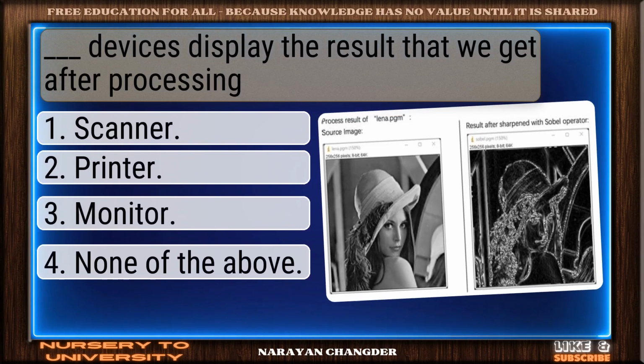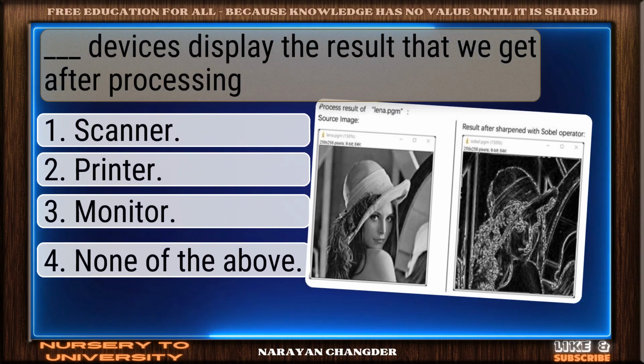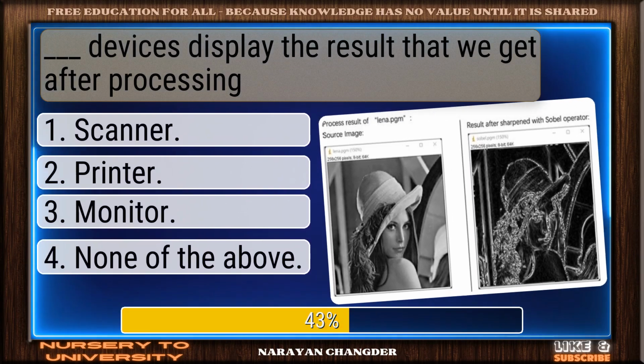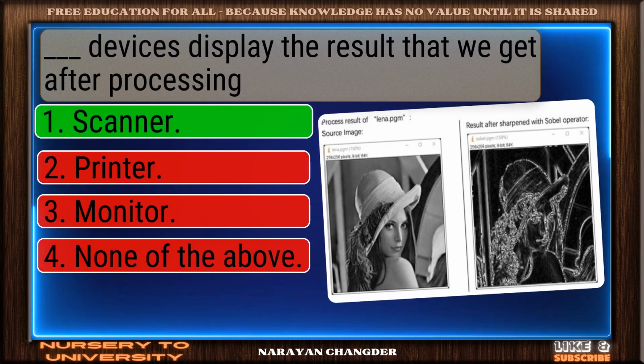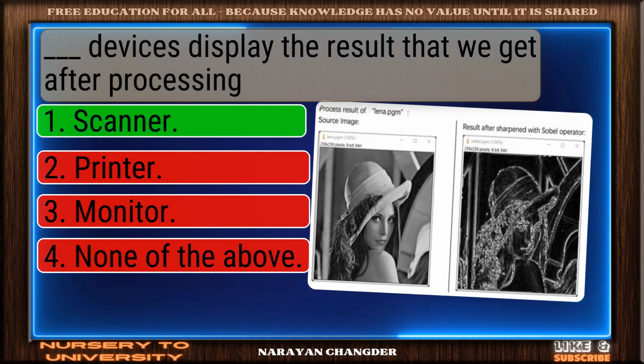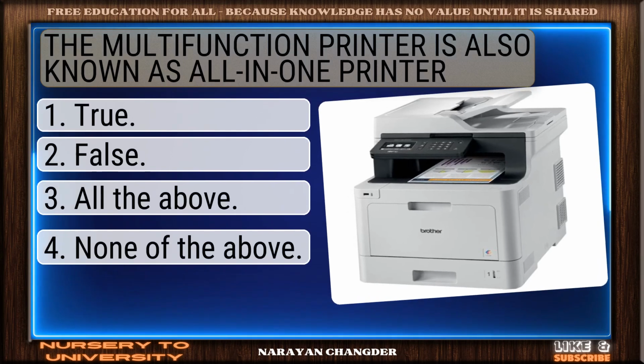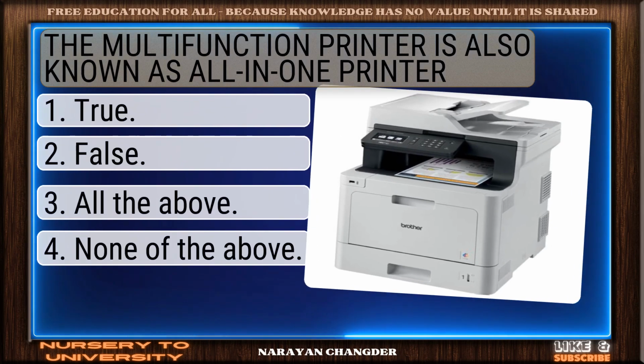Dash devices display the result that we get after processing. Good thinking. Scanner is the right answer. The multifunction printer is also known as all-in-one printer.